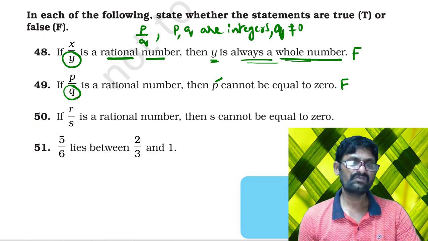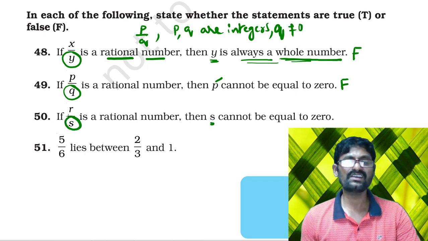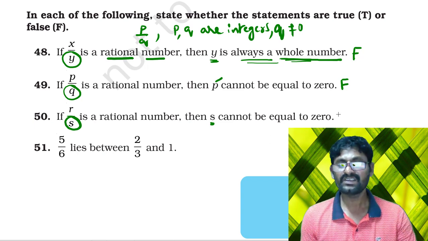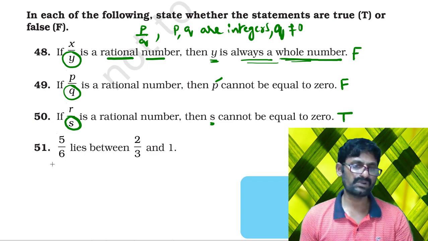Now 50. If r by s is a rational number, then s cannot be equal to 0. Yes, you see here, s is in the denominator. So denominator can't be equal to 0. So that is why s can't be equal to 0. So this is a true statement. Now let us see 51st problem.